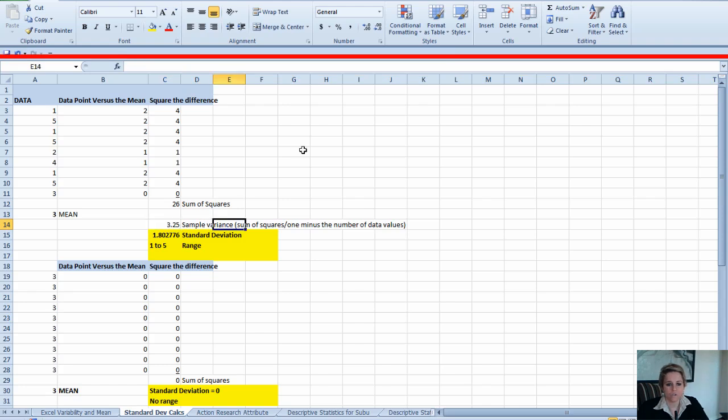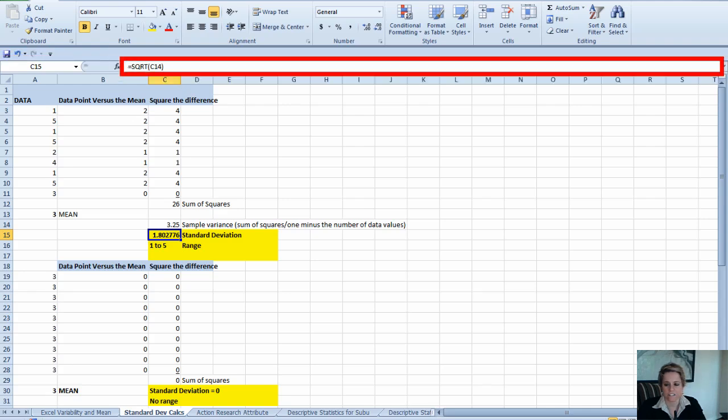So remember, I told you that variance is another number that represents the variation or dispersion in data. But notice that all you do then is take the square root of the sample variance to give you your standard deviation. And notice here's the calculation if you ever wanted to do it in Excel.